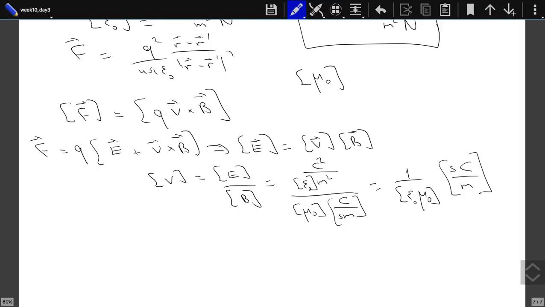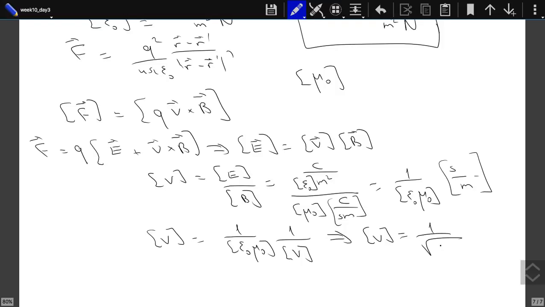Well, let's see, where did I make the mistake? The electric field is not Coulomb squared over meter squared, it's Coulomb over meter squared. So the unit of velocity is equal to 1 over the unit of epsilon 0 mu 0 times 1 over the unit of velocity, or the unit of velocity is equal to 1 over the square root of epsilon 0 mu 0, the unit of that one.